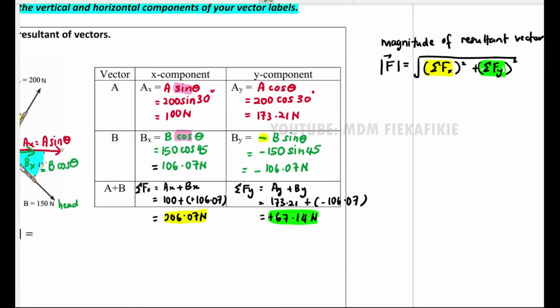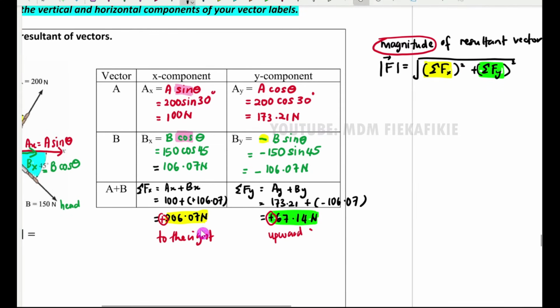Okay, jadi dekat sini, bila you nampak kedua-dua ni adalah positif, which is to the right, and then this is positive, delta Fy is also positive, that's mean upward direction. Okay, tadi kita baru kira magnitude by using this equation, right? So, sekarang kita perlu kira juga dia punya direction. Sebab ini adalah vector, mesti ada magnitude and also direction. Direction of the resultant vector. Macam mana kita nak tahu direction of the resultant vector tu?